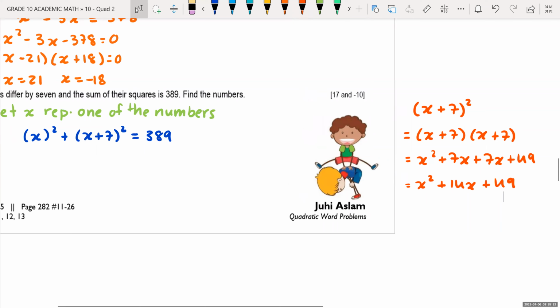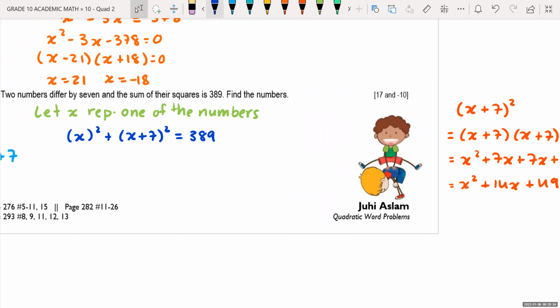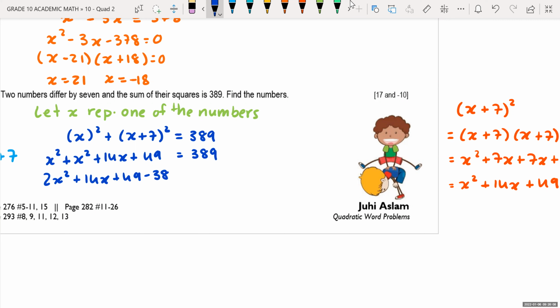So when I come over here, I can just write the cleaned up version. So I'm going to have x squared, then x plus 7 squared, which we expanded over there. It's going to be x squared plus 14x plus 49 is equal to 389. The next step, I'll add up my x squareds and then I'll move the 389 over. So it's basically going to be 2x squared plus 14x plus 49 minus 389 is equal to 0.